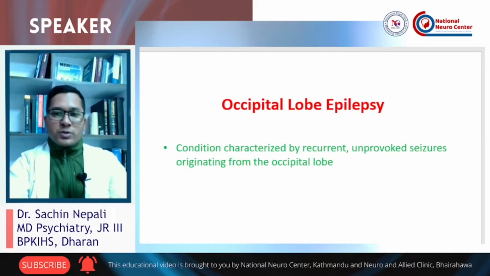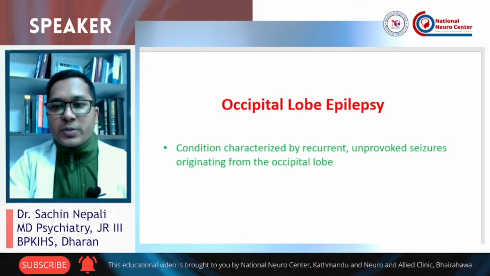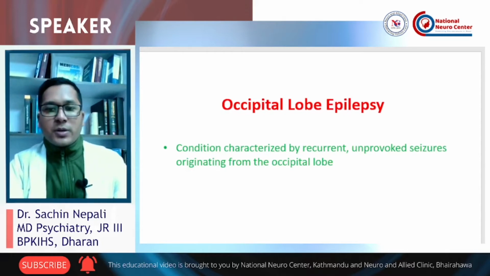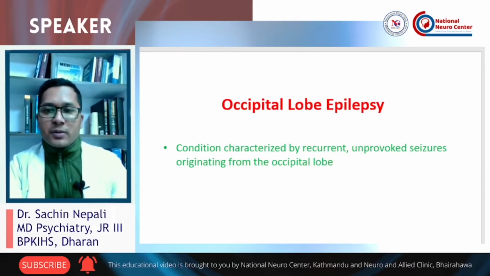Now moving towards the topic proper. What is occipital lobe epilepsy? This is a condition characterized by recurrent unprovoked seizures originating from the occipital lobe.